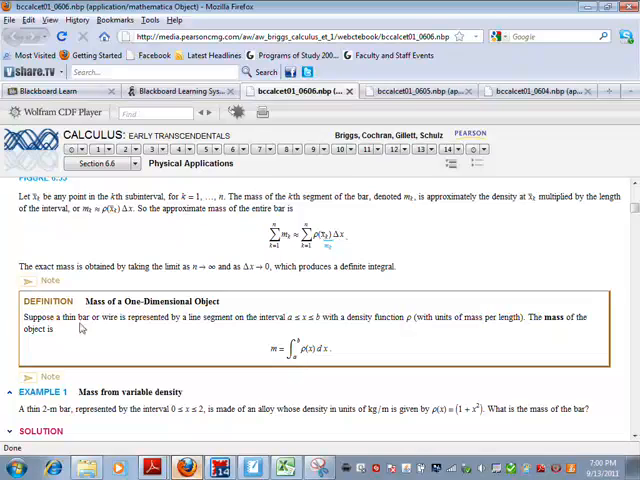So suppose the thin bar is represented by a line segment on the interval A to B, with density function rho with units of mass per length. The mass of the object is simply the integral. And here's what I want to say, just in general: you see that the integral is the basis of all calculus.